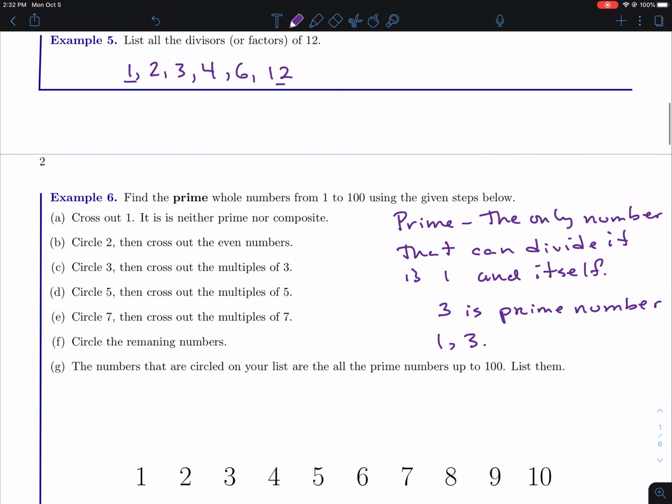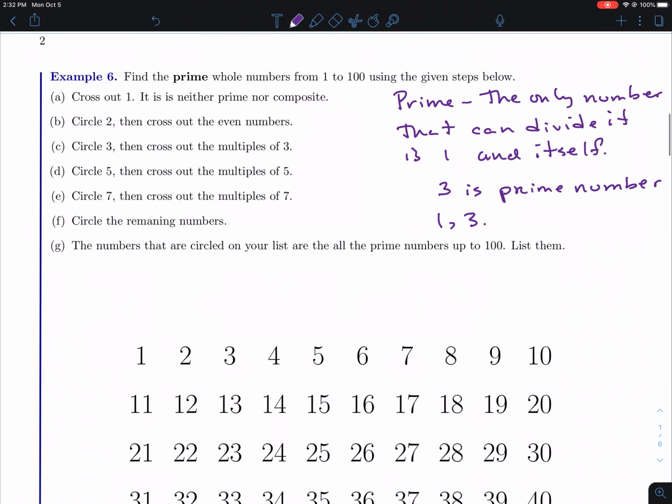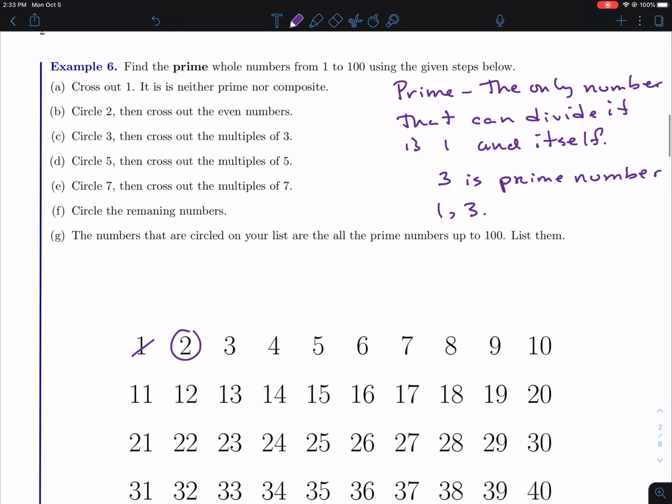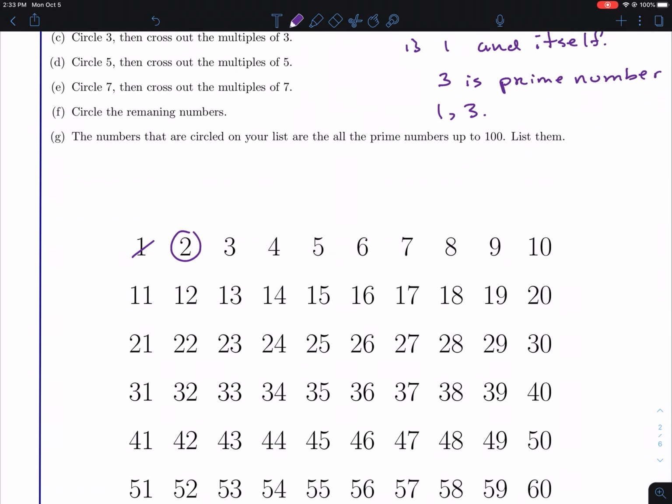And it can have lots of different factors and stuff. So in this case, again, 1 is not considered prime or composite, so we just kind of throw it out the window. And then what it says next to do is circle 2 and then cross out any even numbers. And then just kind of keep following that technique. And then when you're done, unpause the video and come back, and then we'll move on from there.